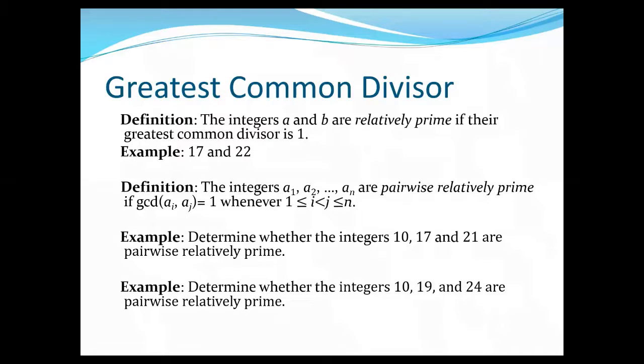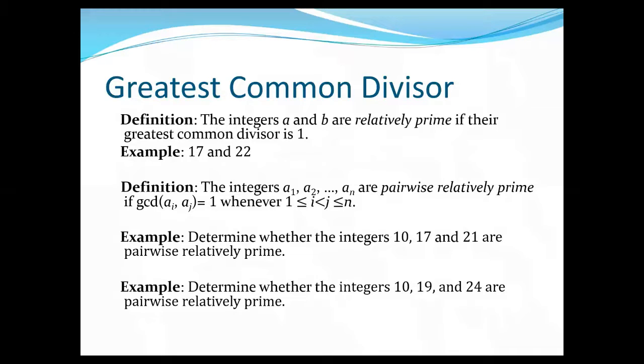Okay, so this is considered as relative prime. Let's consider this example. Determine whether the integers 10, 17, and 21 are pairwise relative prime. If we say pairwise relative prime, then when we pair them, 10 and 17, 10 and 21, 17 and 21, each pair will yield a greatest common divisor of 1. So we're going to pair the given 10, 17, 17, 21, 10, 21.